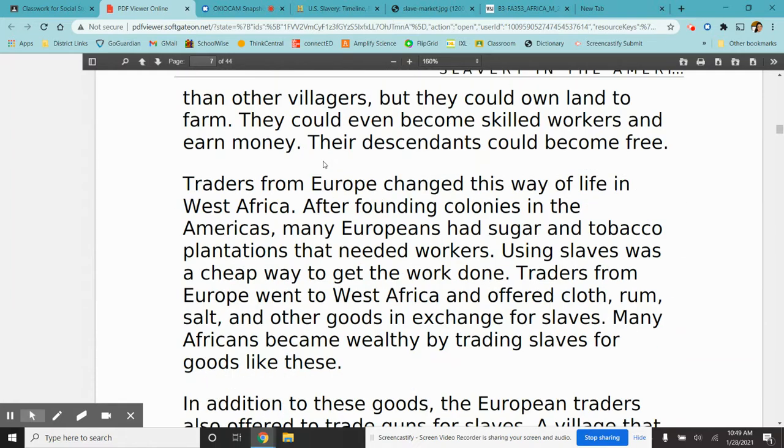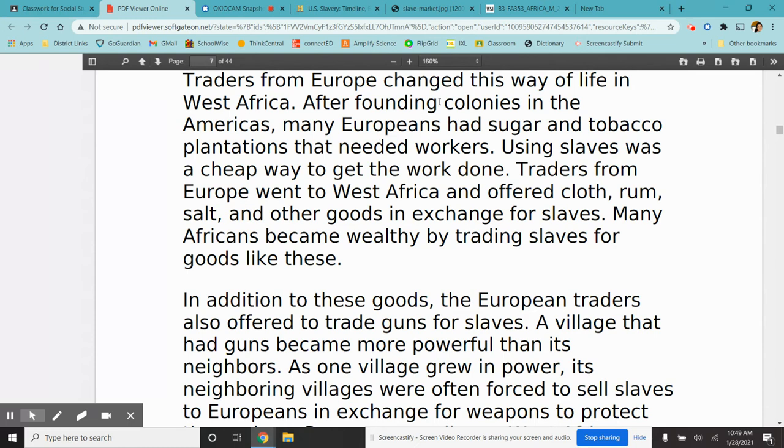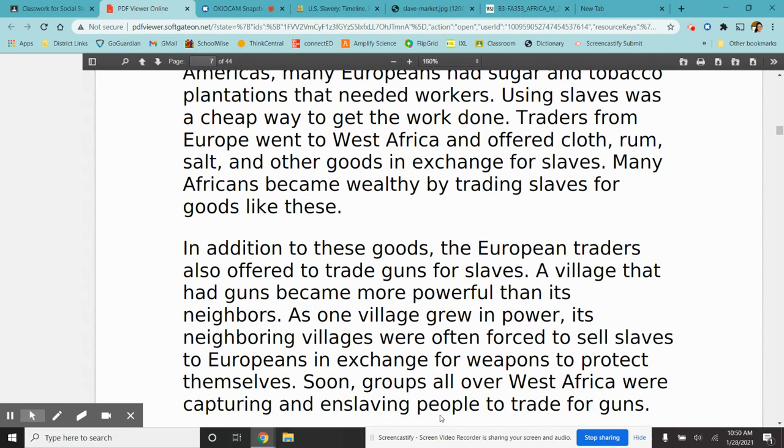And then it says here what happened when Europeans came. All right, so traders from Europe changed this way of life. So the Europeans, why did they come? So they were traders from Europe went to West Africa and offered cloth, rum, and salt and other goods in exchange for slaves. And they also, it says, what did they do? They traded and offered guns. And the villages in Africa began kidnapping and trading more slaves in order to gain more weapons to protect themselves.